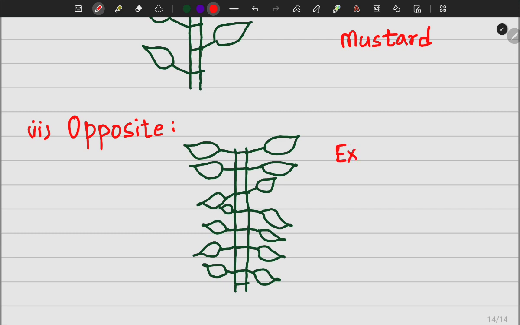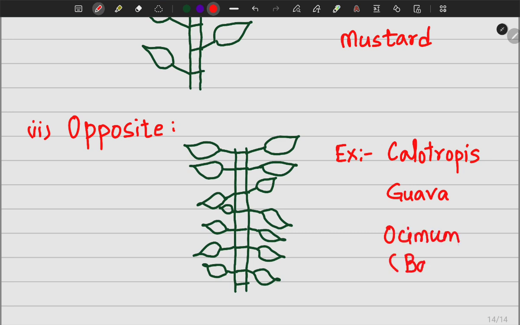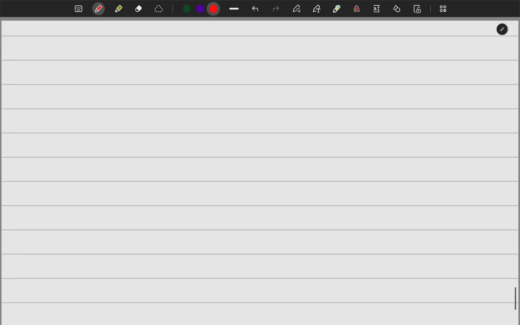Examples are Calotropis, guava, and ocimum, which is the basil or tulsi. So opposite is also clear, I hope. Let us see the third type, which is whorled.